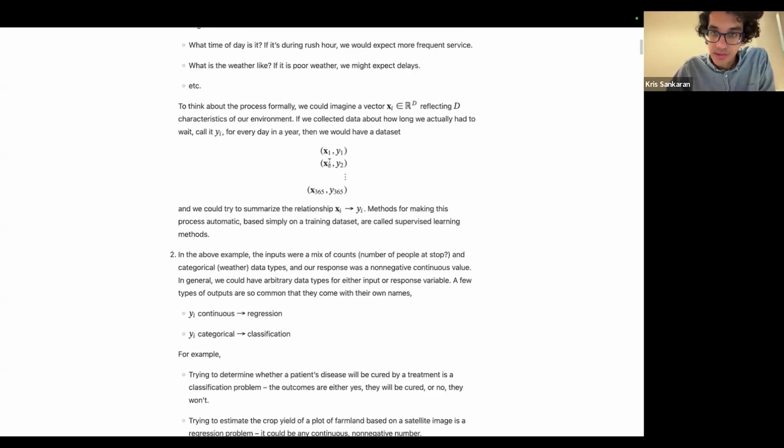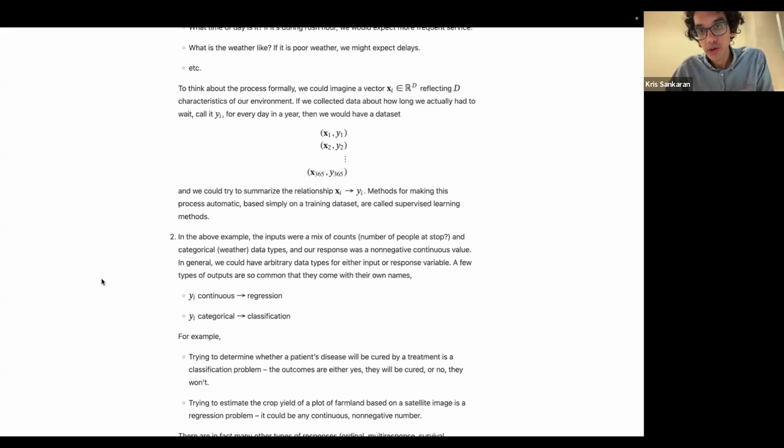Okay. So that's conceptually how I think about prediction, right? You have to understand what the relevant features of the problem are. You have to have a very concrete response, and then you have to learn the relationship between them.